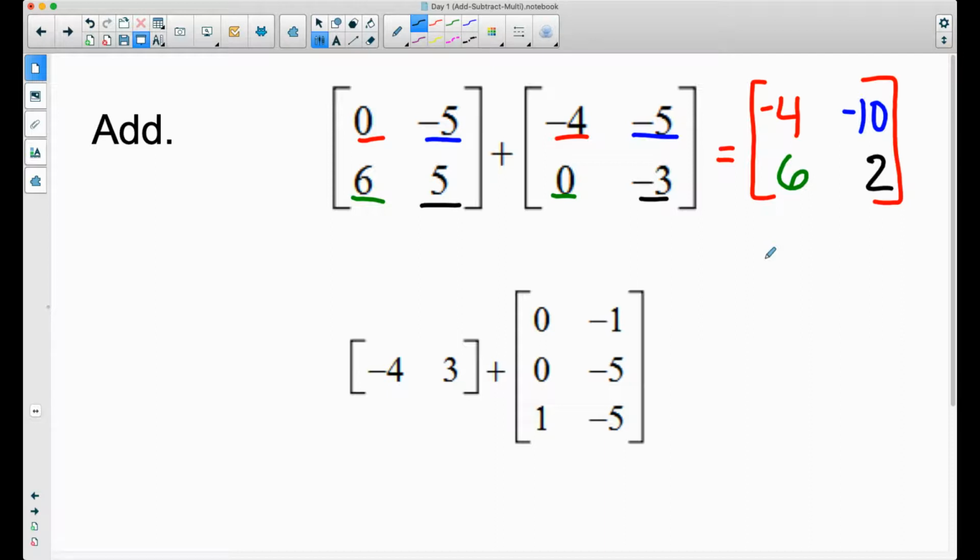You can still plug this in the calculator as well. So go ahead and type in this first matrix here as your matrix A, and then your second matrix here is your matrix B.